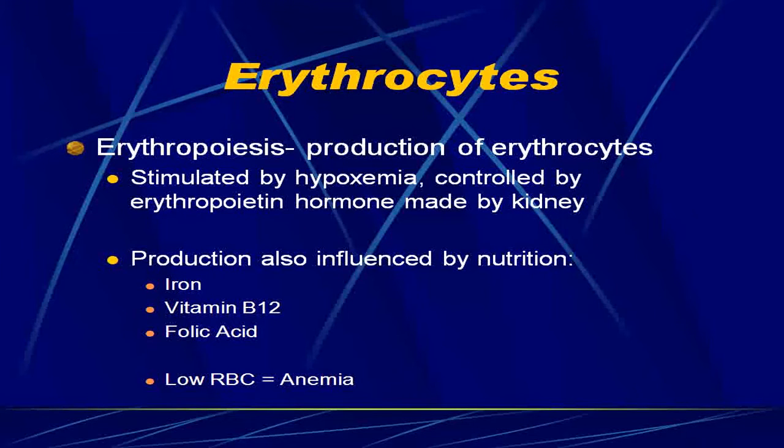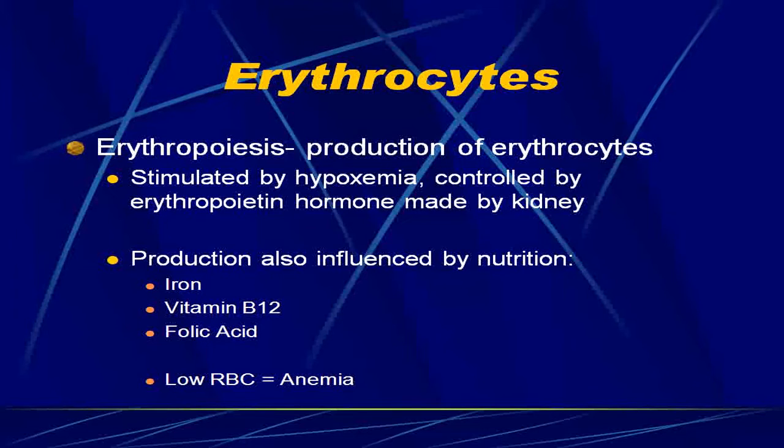Erythropoiesis is the production of erythrocytes. Erythropoiesis is the process of growing red blood cells, and it is stimulated by hypoxemia. We know hypoxemia means we have low oxygen levels in the blood. When the blood senses that the O2 levels are low, erythropoiesis starts the production of red blood cells. This process is controlled by the hormone erythropoietin, which is produced by the kidneys.